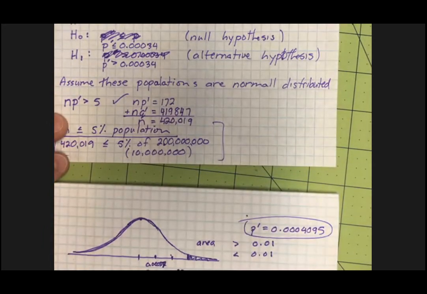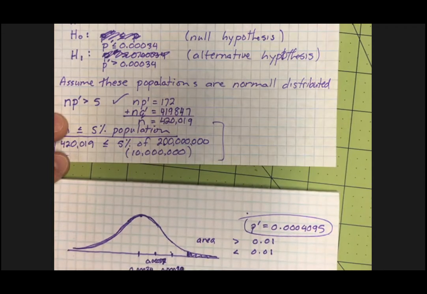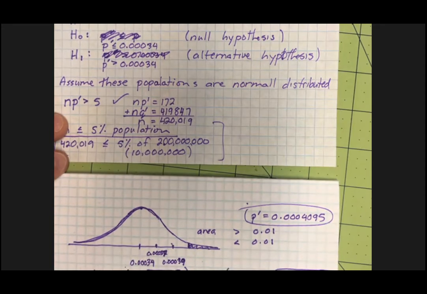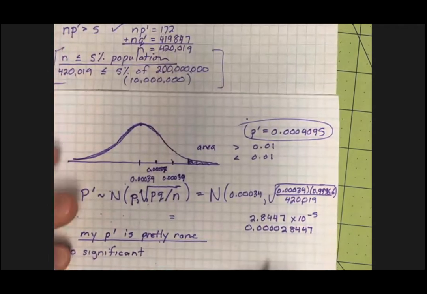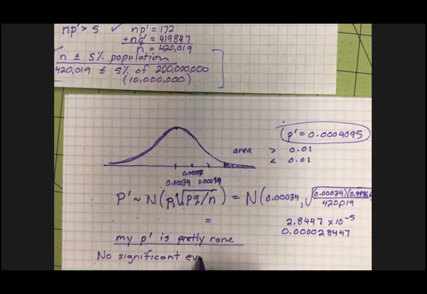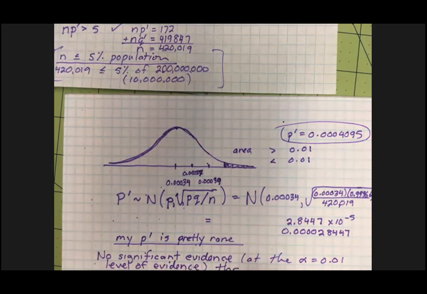So I'm going to say that this event was relatively rare, and I have no significant evidence. Let me write this neatly on the paper. I have no significant evidence at the alpha equals 0.01 level of significance that cancer rates are higher among cell phone users. In other words, the extra cases that I've seen in my sample are more likely due to random chance than cell phone usage.